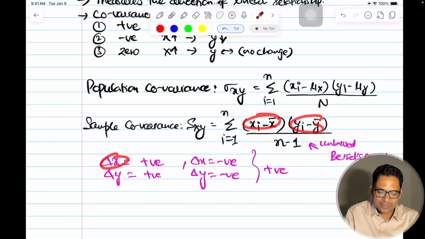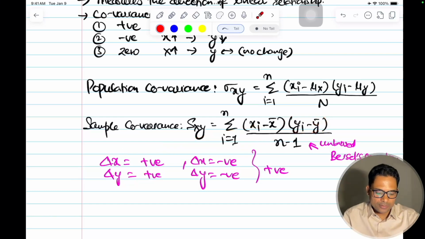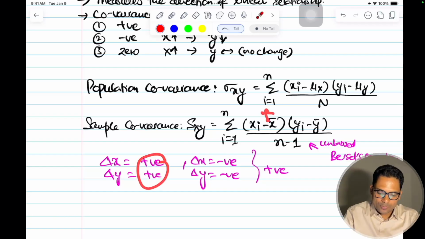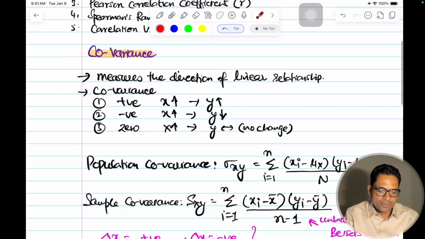I'm just denoting this x minus x bar as delta x. Okay, just a symbol, and this y minus y bar is delta y. Simple. It's for the difference. So if both are positive, then this will also be positive. Positively correlated means both are changing in the same direction. If this is negative, then also they are positively correlated, meaning both are changing in the same direction. If one is decreasing, the other is also decreasing, meaning positively correlated. It measures the direction of change, the direction of linear relationship.